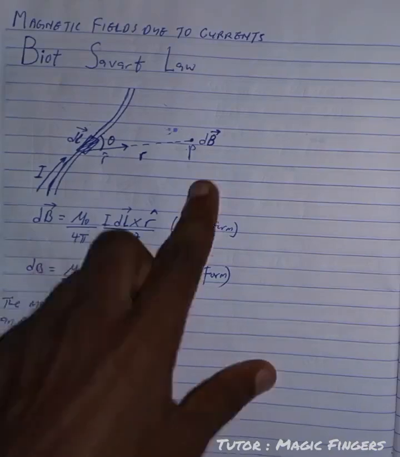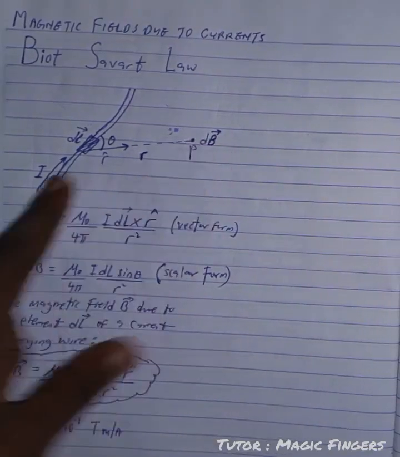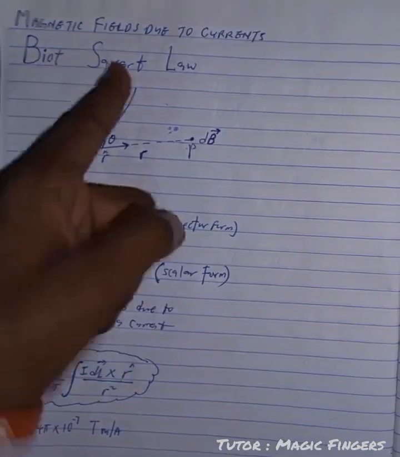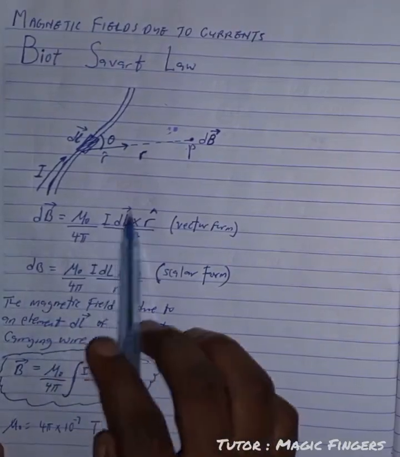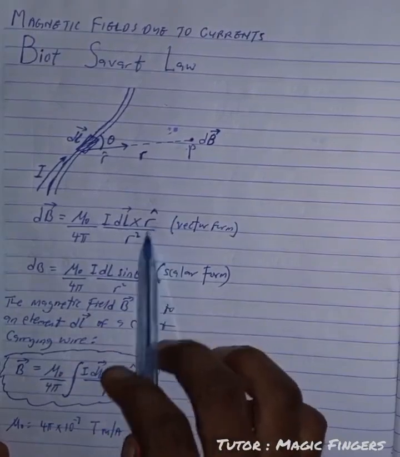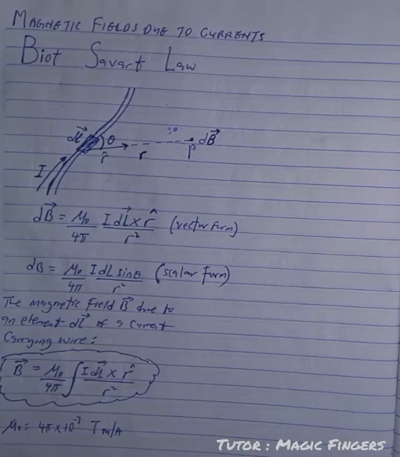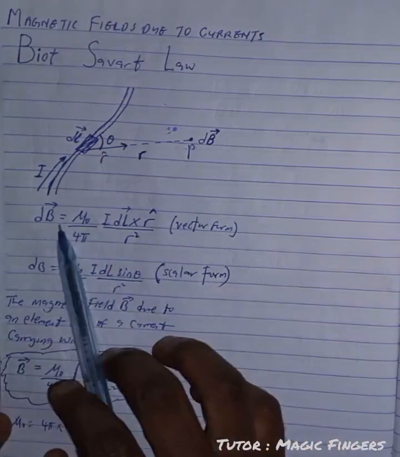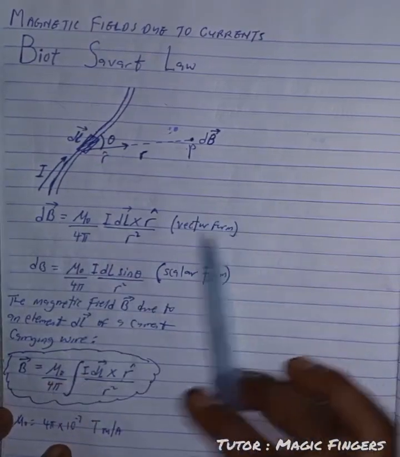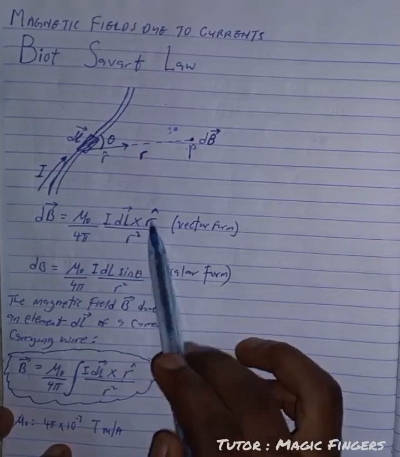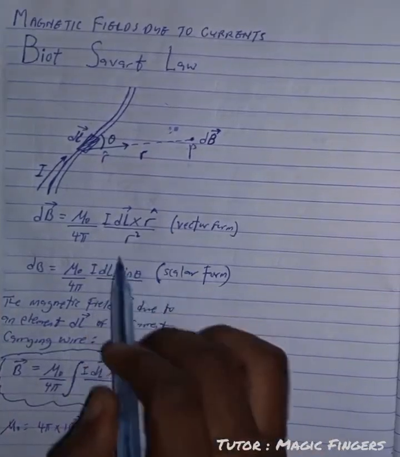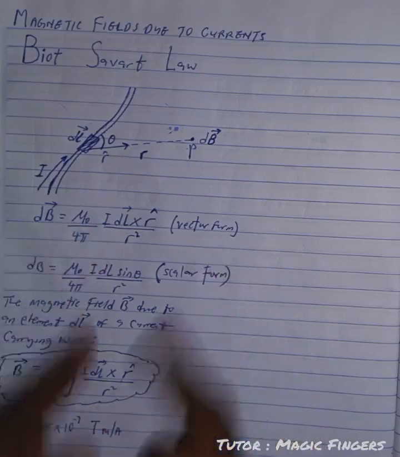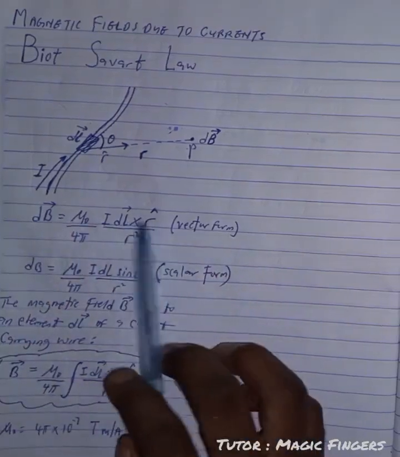Now, the strength of the magnetic field produced as a result of current flowing through this wire is gotten from the Biot-Savart Law, and the formula is dB equals mu naught over 4 pi, I dl cross r unit vector, over r square. Observe this. This is the strength of the magnetic field if you consider it in vector form. That is, we take the cross product of dl and the unit vector r, then divided by r square.